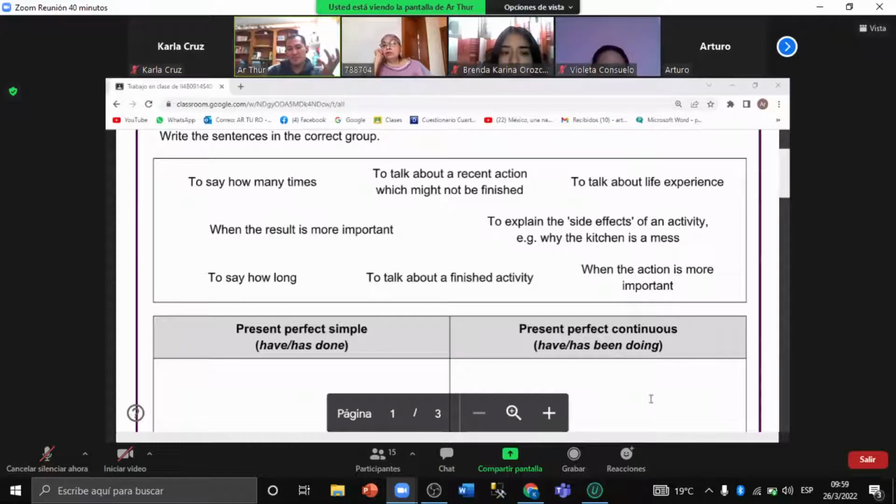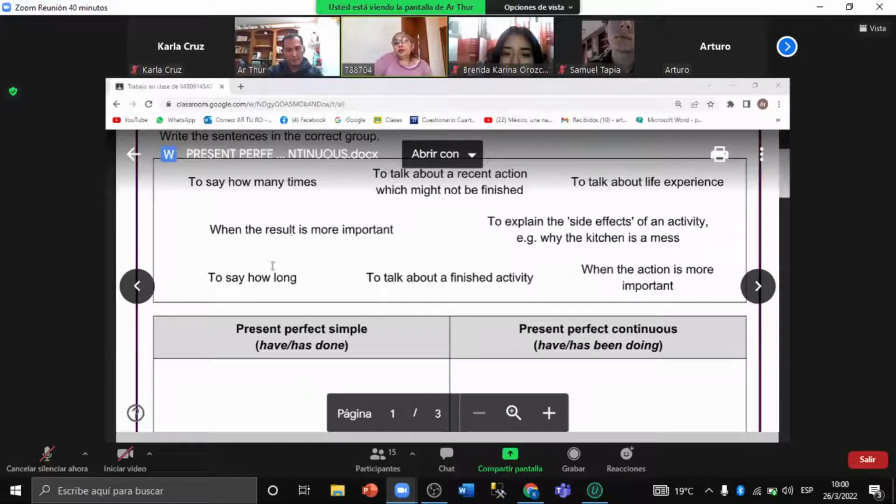To talk about a finished activity, okay? And when the action is more important. Present perfect. What? Present perfect continuous. Of course. When the action is more important.